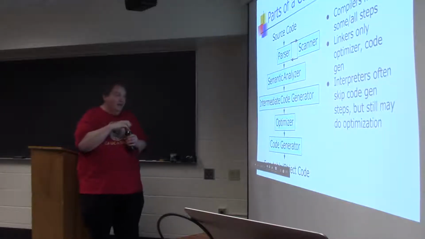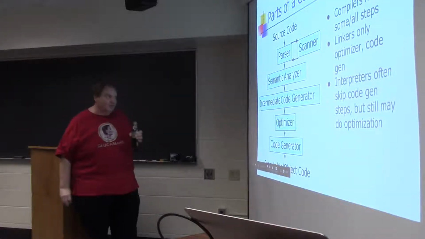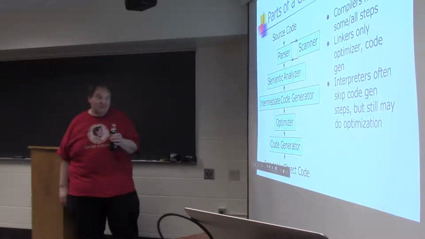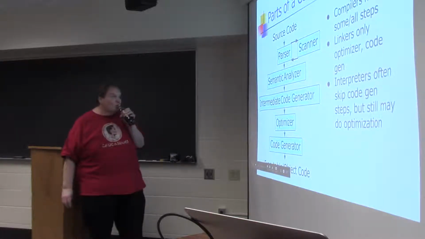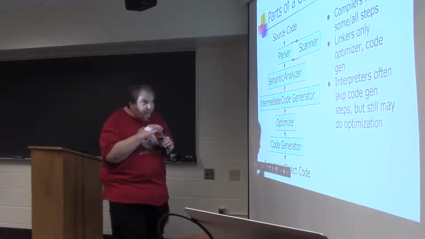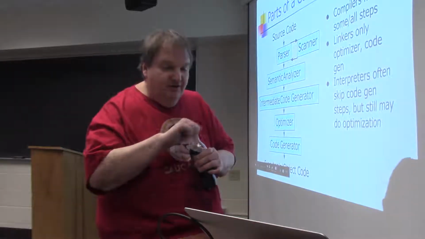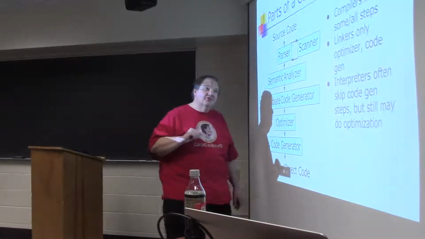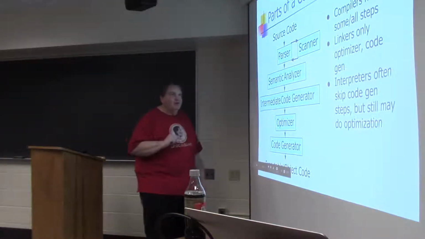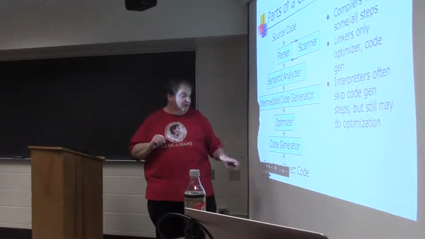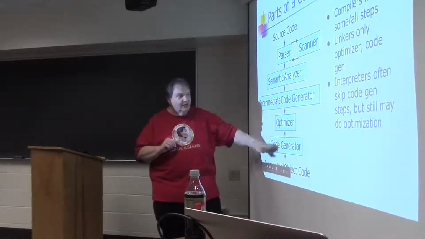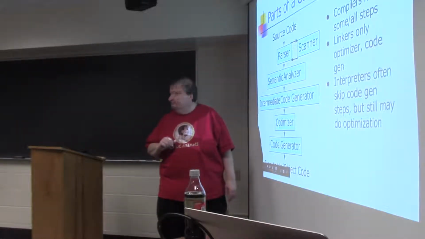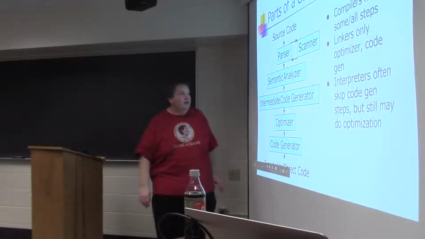Okay, so how does a compiler actually do these things? So this is a rough description of a compiler. I kind of wanted to go through this just to mention some of the steps that you may not realize are in there. Some compilers may use some or all of these steps. Some do optimization more than once. Linkers do the optimizer and code gen, and interpreters tend to skip the code generation parts. Okay, but there's no guarantee.